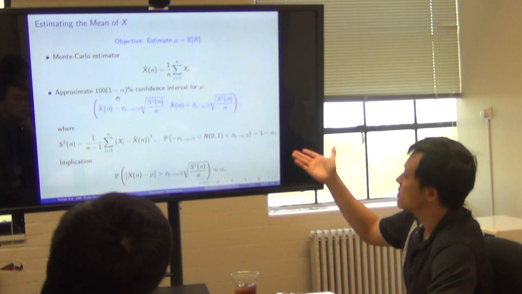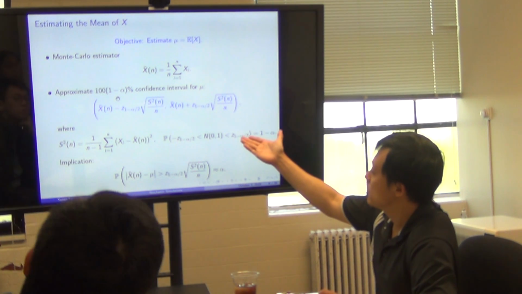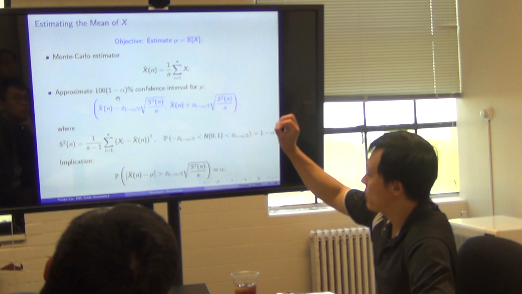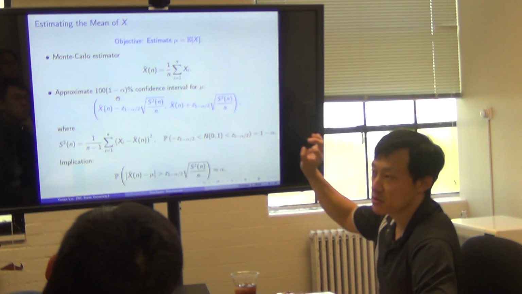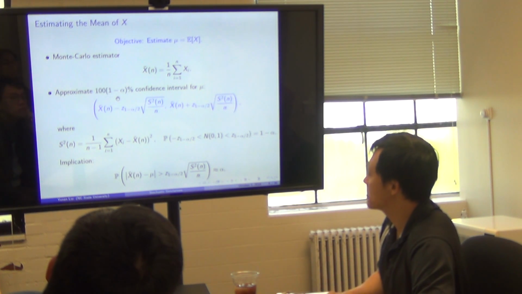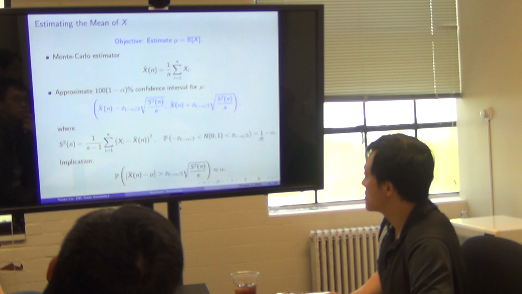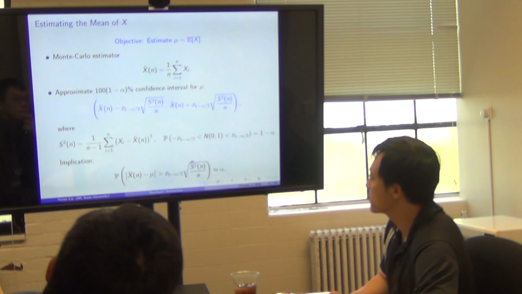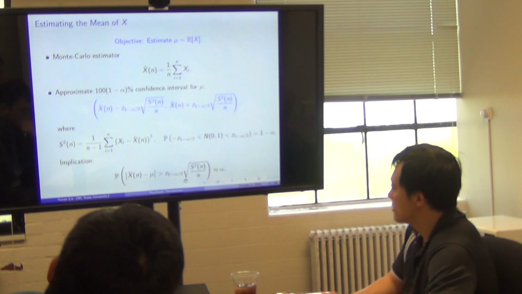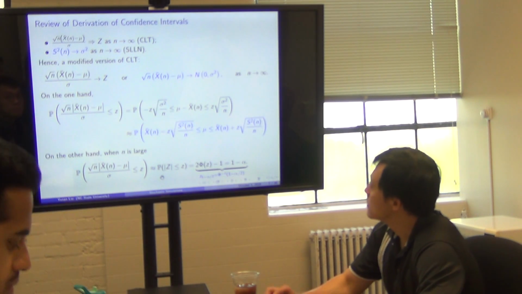So when you output this, when n is chosen, you're going to give x bar plus or minus some number. That's usually what it looks like. The sample mean is this, and what does z mean? z is the alpha quantile, or the 1 minus alpha quantile.